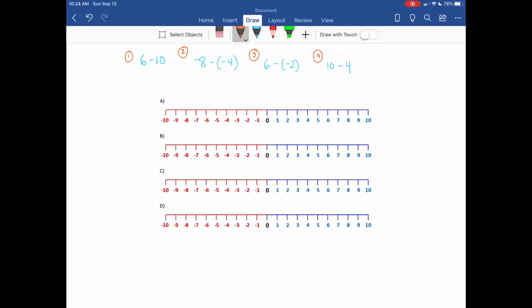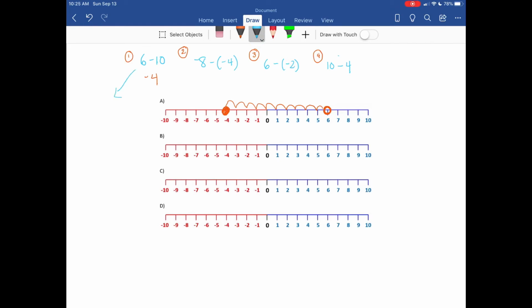Let's look at the first example. You've got 6 minus 10. So similar to what we did with our number line, we would start at 6, but now they're telling you to take away 10. So we're now going to go 10 to the left. So 6 minus 10 leaves us with negative 4. So we would end up with negative 4 in our placement.